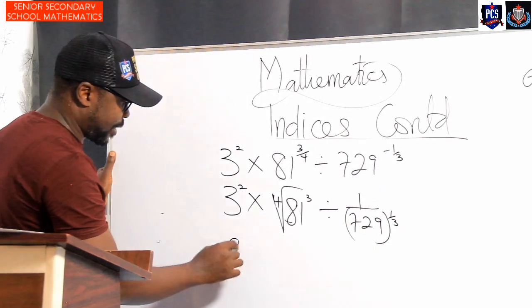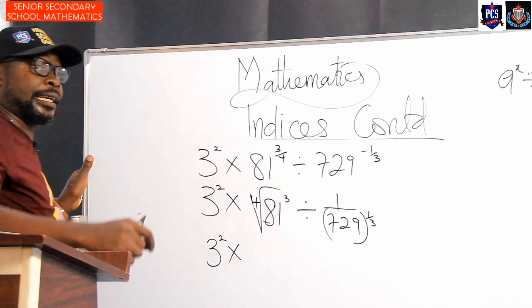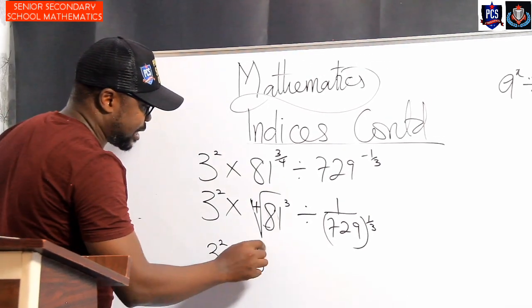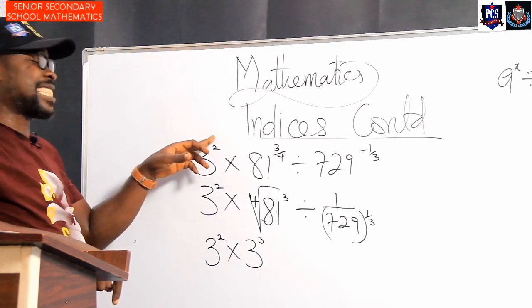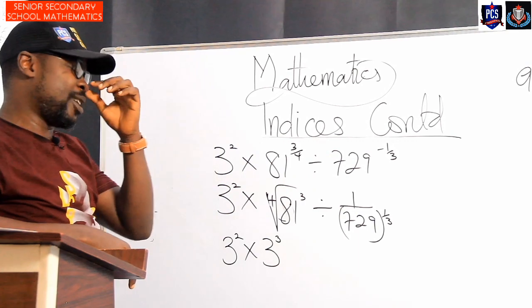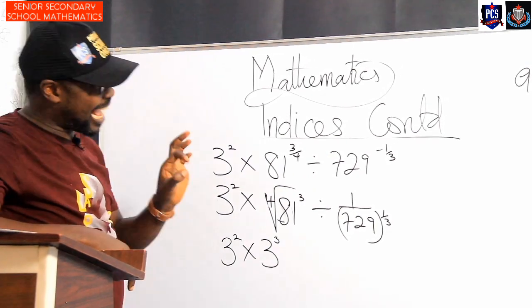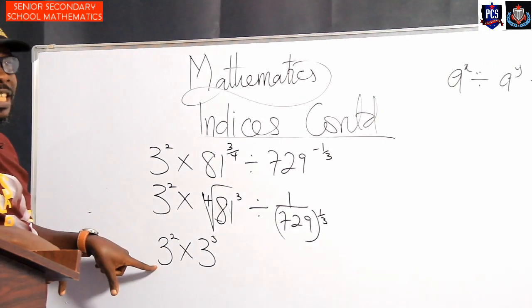So in this case, I have 3 raised to power 2 times the 4th root of 81, which is 3, 3 raised to power 3. So I'm having this as 3 raised to power 3. Notice that I'm being careful not to destroy this number. Some people will go and evaluate this as 9. Once you do that, you're messing the number up. At the end of the day, you might end up not being able to get actual answers as it should be. Notice that I left this 3 as long as possible.